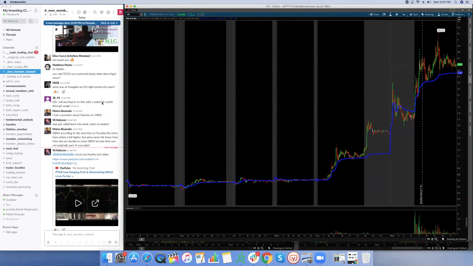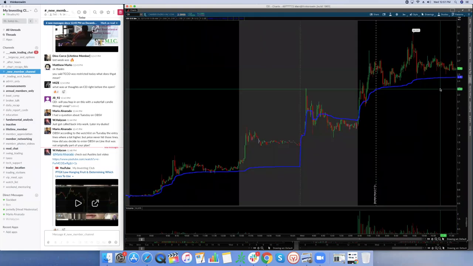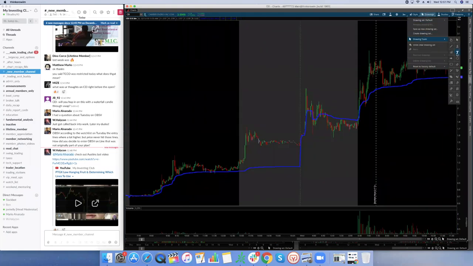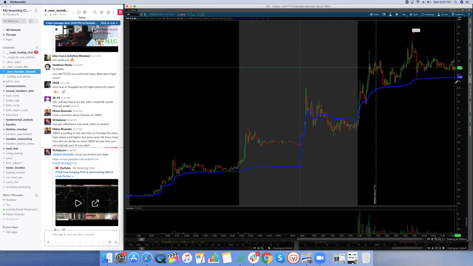CEI, will you hop in this with a waterfall candle through? You know what? I would if it was a huge pull down here, but again, it would be a nail and bail. Say we get a waterfall, say this thing broke down like here, right? Like we got a massive pull. I would scale probably, yes, I would scale probably 213 to 230, get a nail and bail setup.